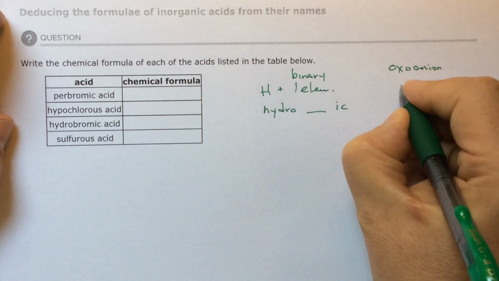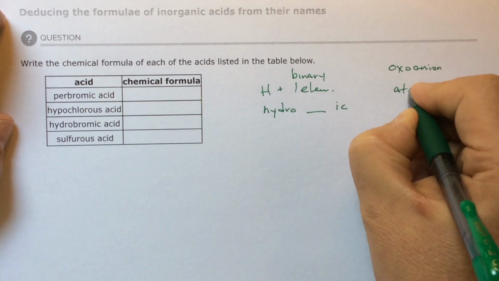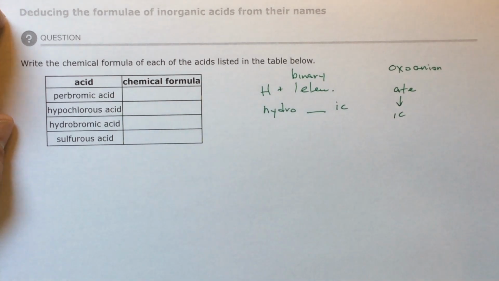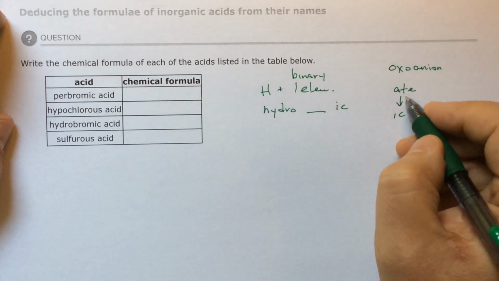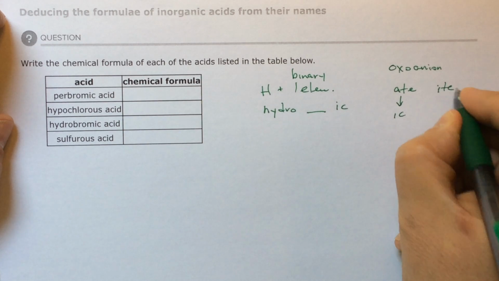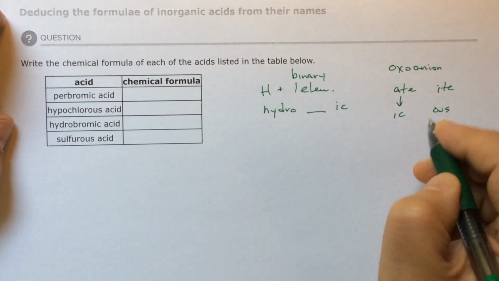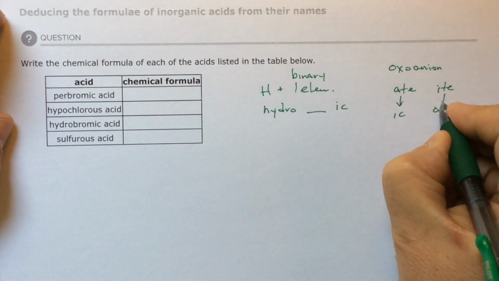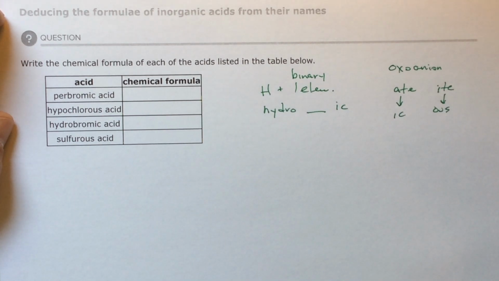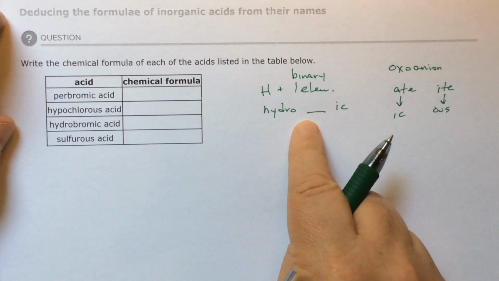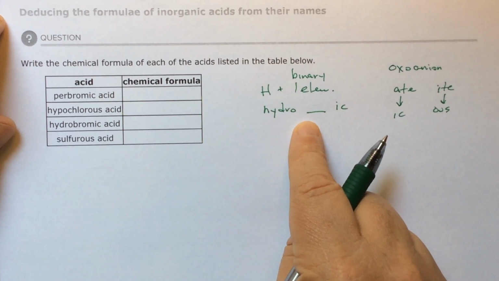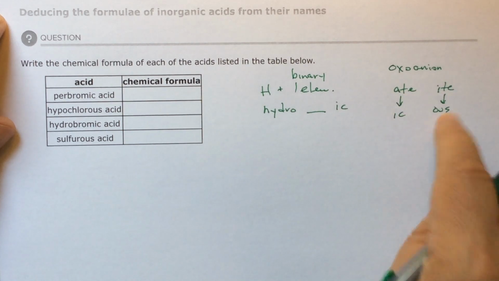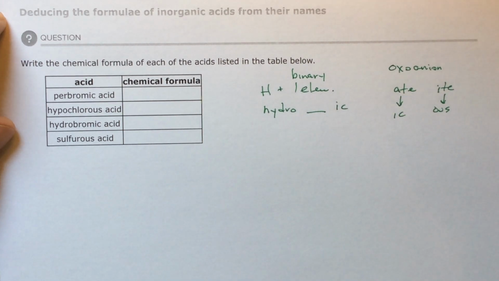If it has the higher amount of oxygen, which is ate, it goes to ic, so you would have sulfuric acid going from sulfate. If it's ite, you would have ous. So you'd have HNO3, nitric acid, and HNO2, nitrous acid. Then you have the weird names. If a weird name like cyanide ends in ide, you would name it like a binary. If it ends in ate or ite, you would name it like ate or ite. So essentially there are two kinds of rules.